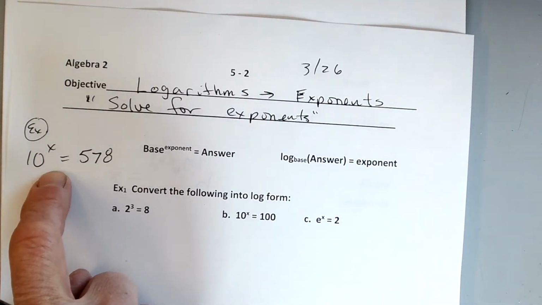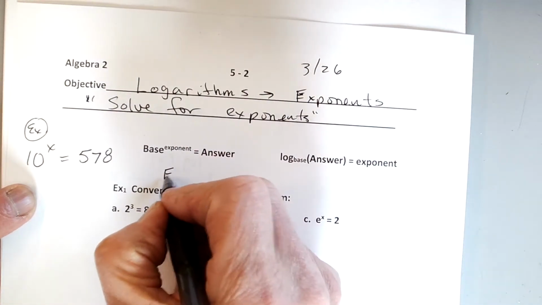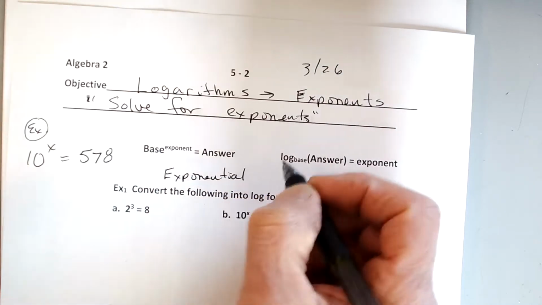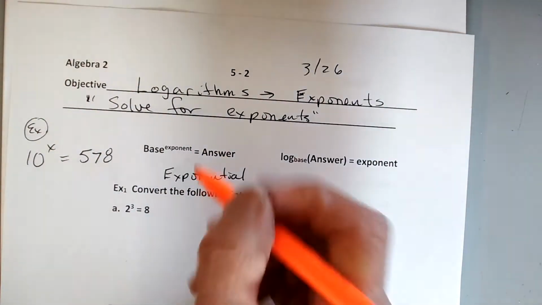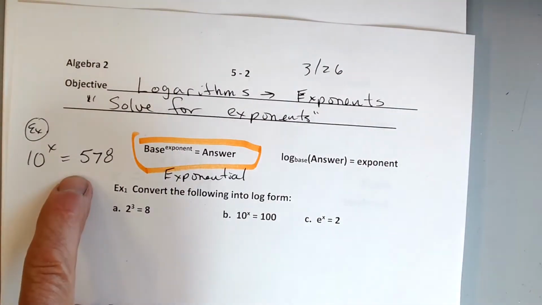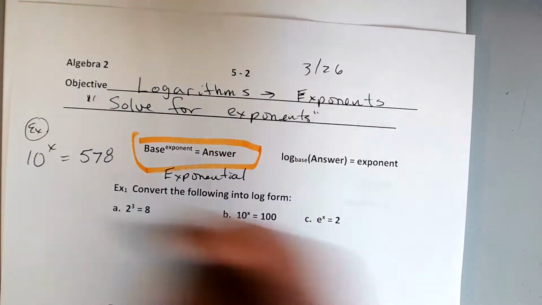But what we want to do is change it from this form. This is exponential form. I'm going to highlight that. This is my exponential form. So I'm going to change this expression from exponential form into log form. This is my log form.